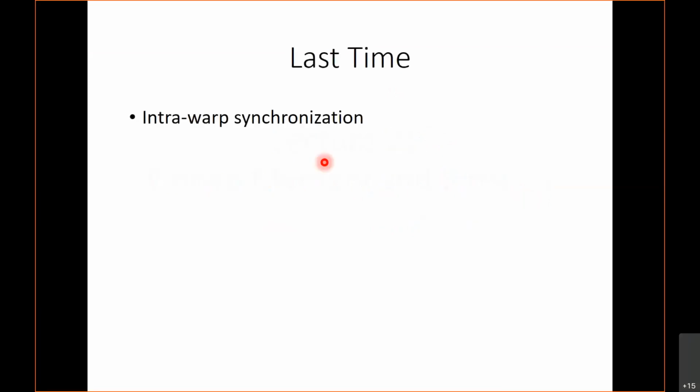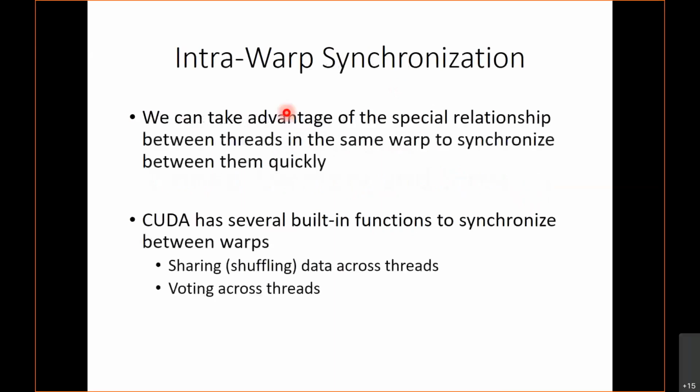So last time we spoke about intra-warp synchronization. We said that we can take advantage of the special relationship between threads that are in the same warp to synchronize between them quickly, and CUDA has built-in functions for that. In particular, there are two major categories of warp synchronization primitives. There are shuffle instructions that allow us to share data across threads in the same warp, so they can just share each other's register values without having to go through shared memory.